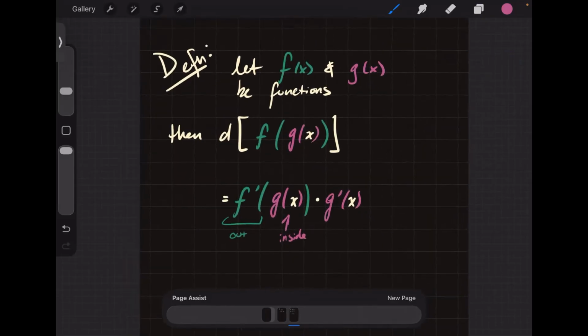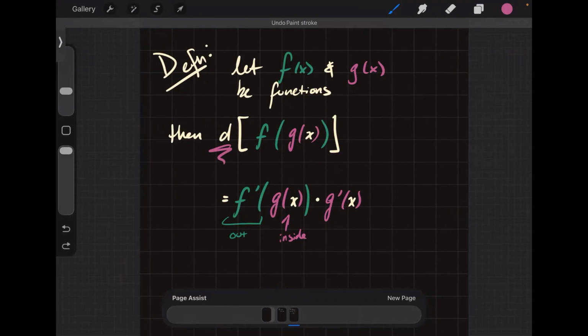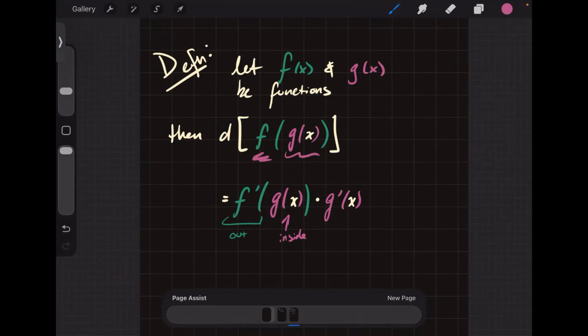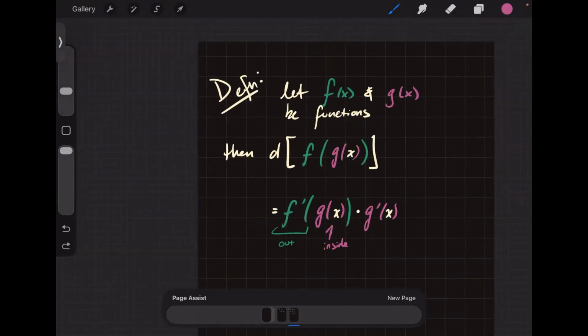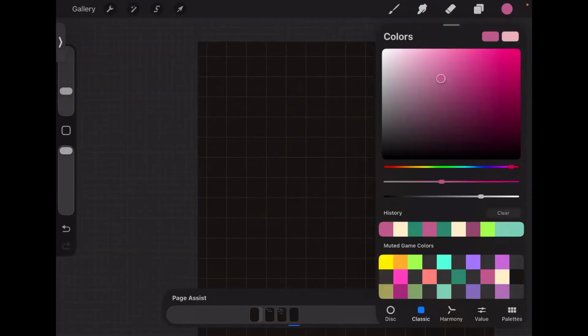So, we're going to define f and g as functions. Then the derivative of f composed with g of x, so an outside function and an inside function, is going to be the derivative of the outside, leave the inside alone, times the derivative of the inside. Once you get the hang of it, it's actually pretty easy. So let's do problem number 1.